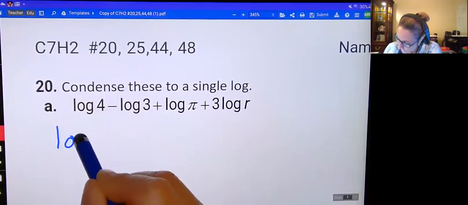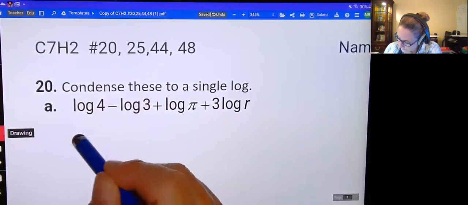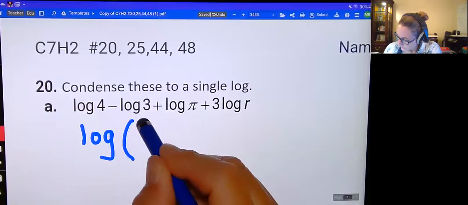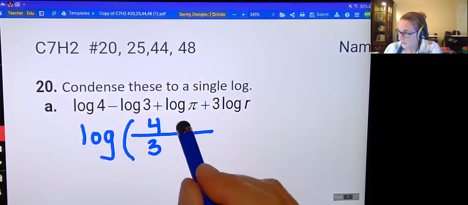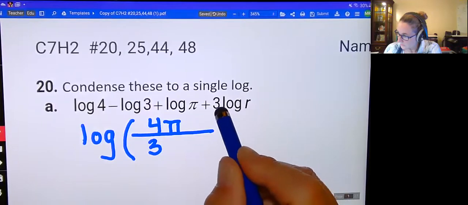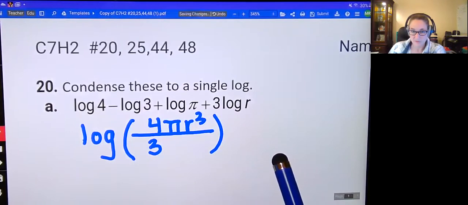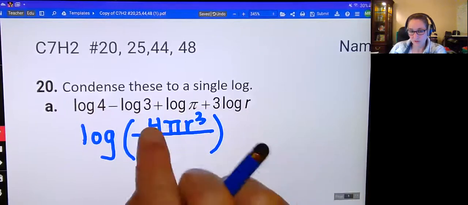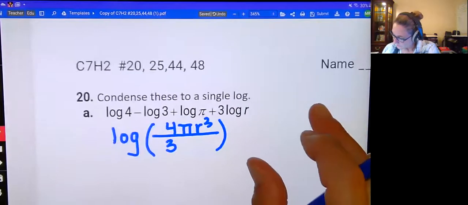So I'm going to write log of, and I'm going to have a 4. I'm going to have a 3 on the bottom, okay? This pi is going to be on top, and then this 3 log r is going to become an r to the 3rd, and that is my answer. Okay, so again, anything that's positive or has a plus is going to be on the top multiplying. Anything that's on the bottom is going to have a minus because that's being divided.